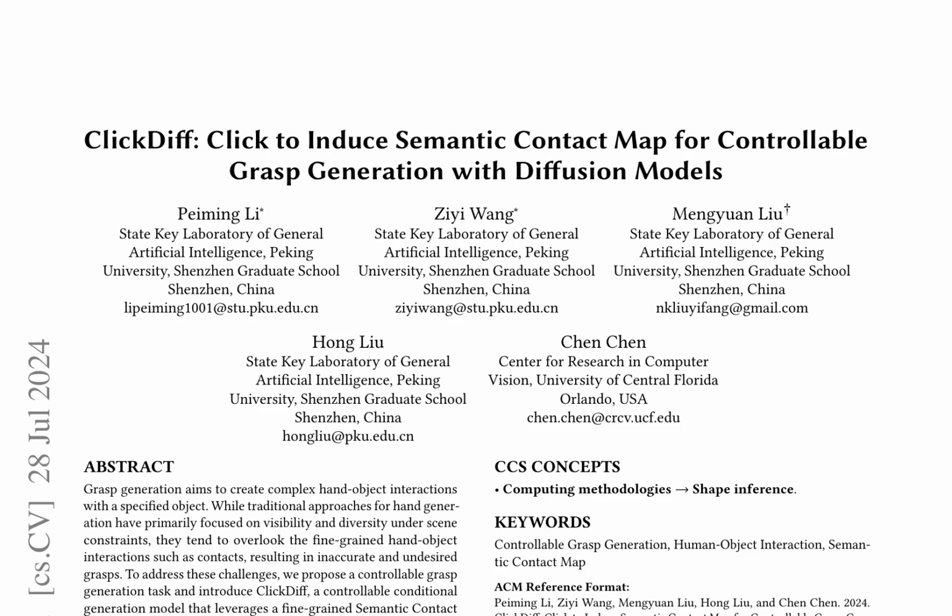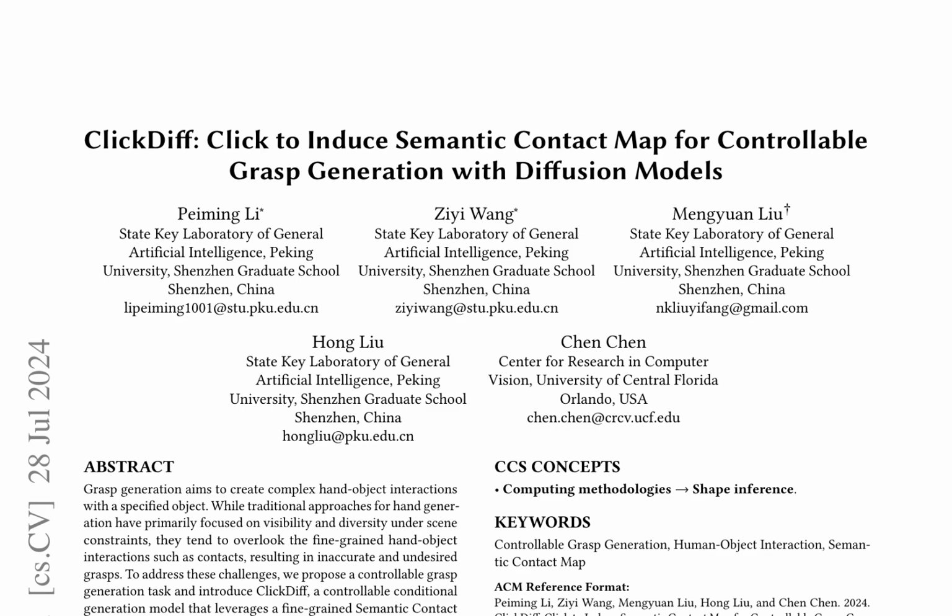This research paper introduces ClickDiff, a controllable conditional generation model that leverages a fine-grained semantic contact map, SCM, for grasp generation. The proposed method addresses the limitations of traditional approaches, which focus on visibility and diversity under scene constraints, often overlooking fine-grained hand-object interactions such as contacts.